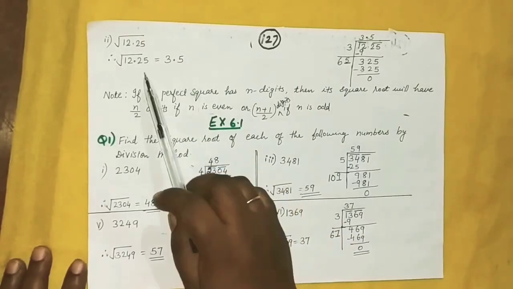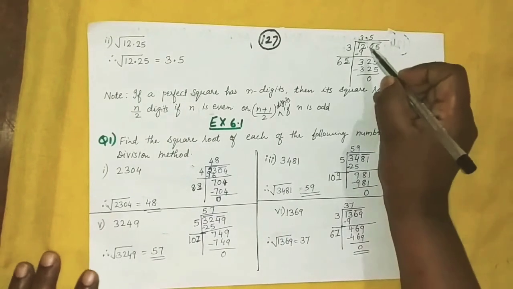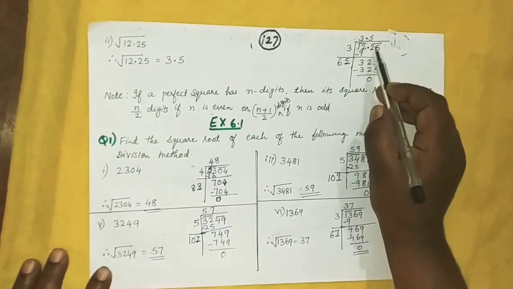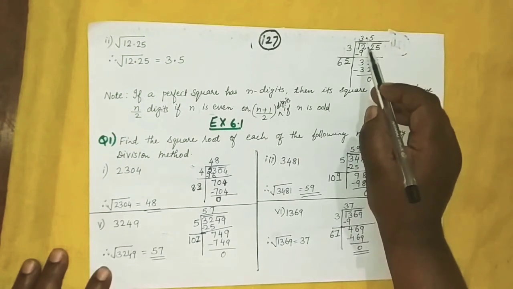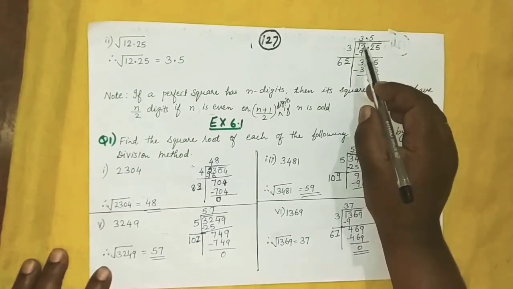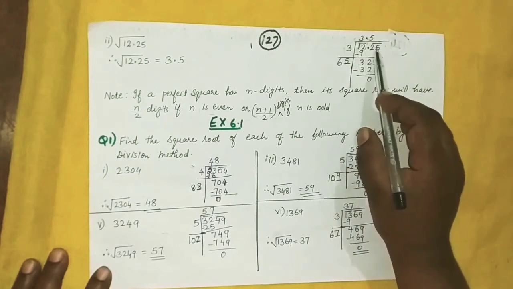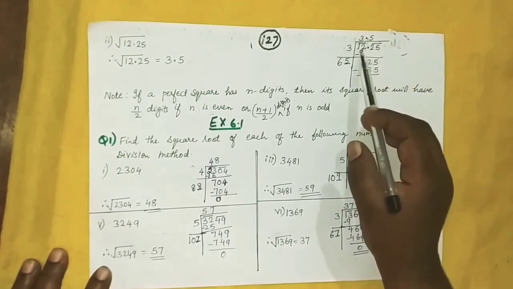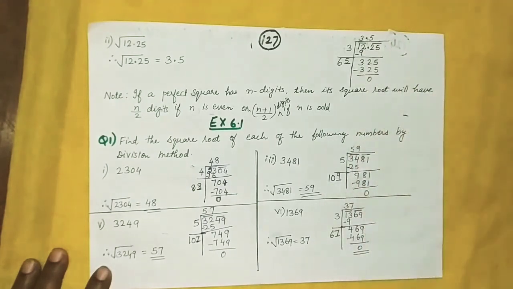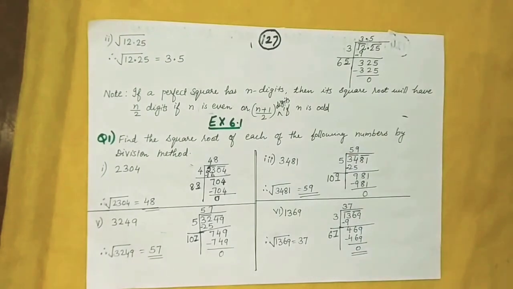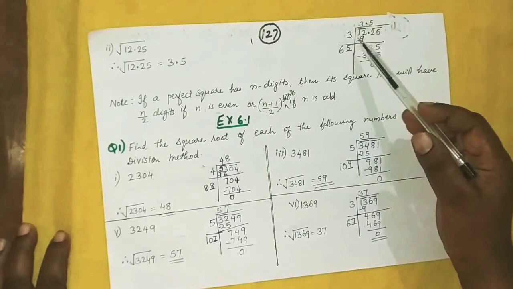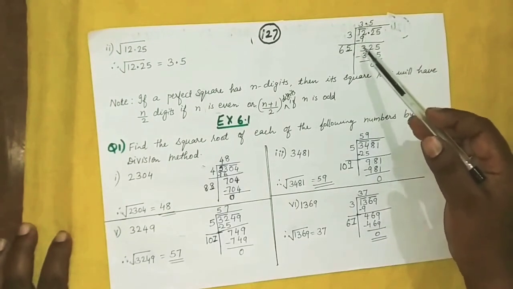Root of 12.25. It is a decimal number, so we will start pairing from the decimal. After the decimal we pair from left to right, and before the decimal from right to left. So we got 12 and 25 together after the decimal. Near to 12, what is the square number? 9. How do you get 9? 3 3s are 9. So we got 3 in the quotient as well as the divisor, and 3 3s are 9. 12 minus 9 is 3.